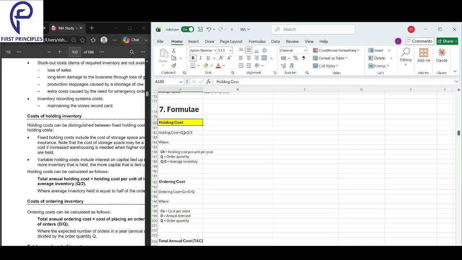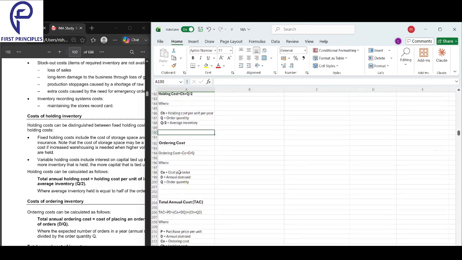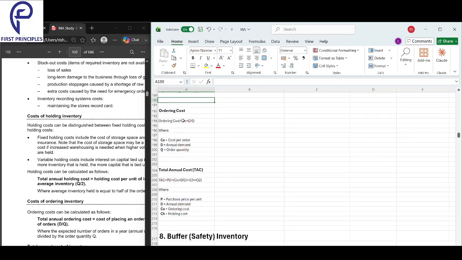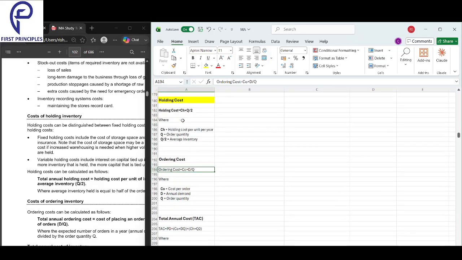So Q by 2 into the holding cost per unit. You take Q by 2 into the holding cost per unit.